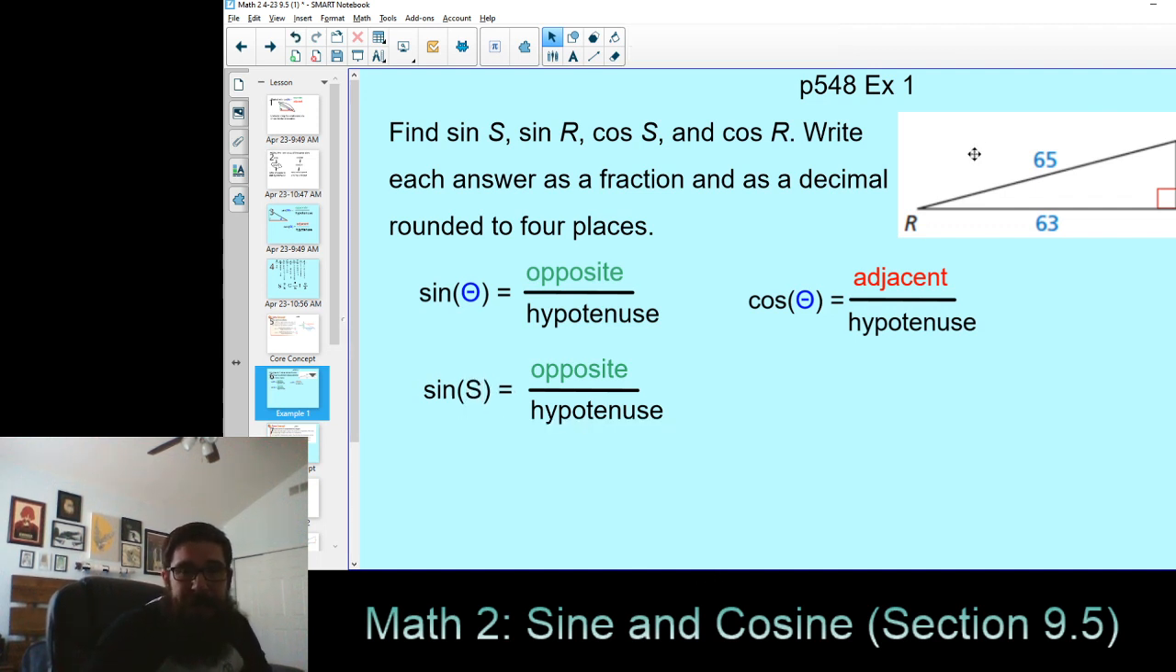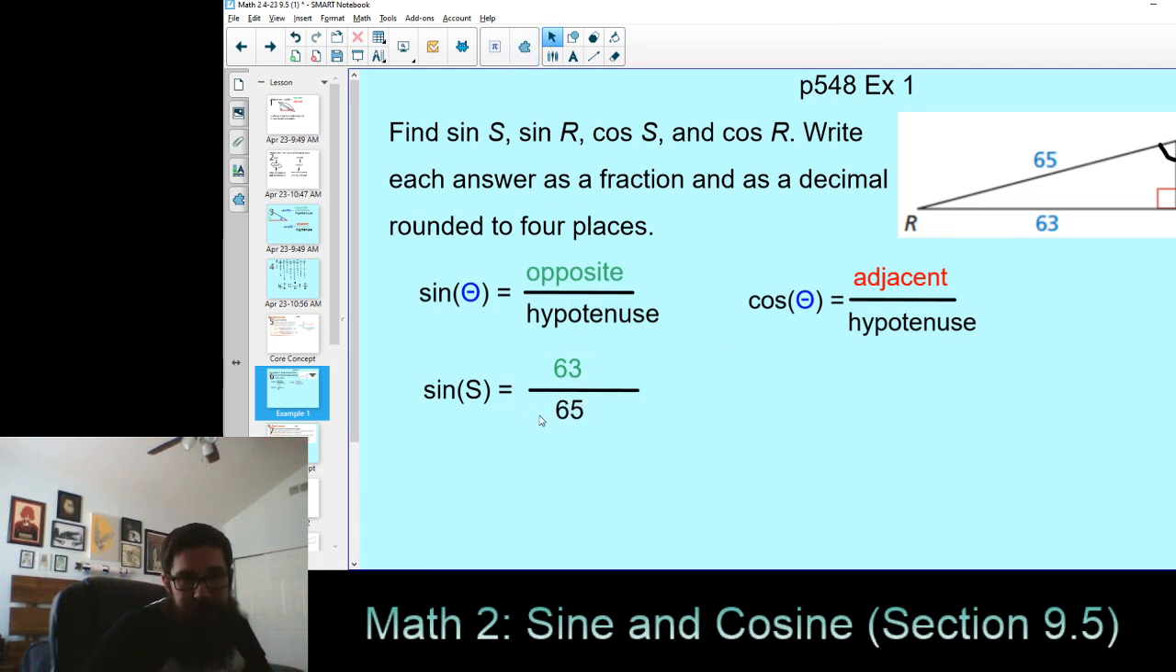What is the opposite side from angle S? Well, angle S is this top right corner right here. The leg that is not touching it is 63. So I'm going to replace this word opposite here with 63. My hypotenuse is the biggest side of my right triangle, and it's opposite of my 90. That's going to be, in this case, 65.